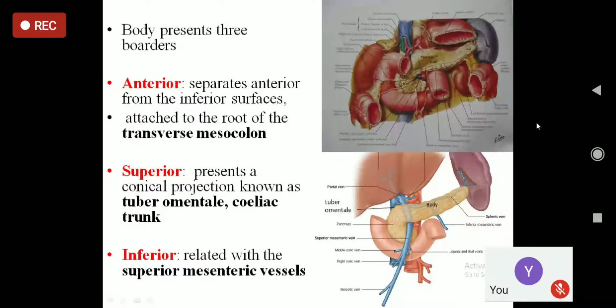So once again, the three borders are the anterior border, superior border, and inferior border, and the surfaces are the anterior surface, inferior surface, and behind is the posterior surface. So this is the body of the pancreas.